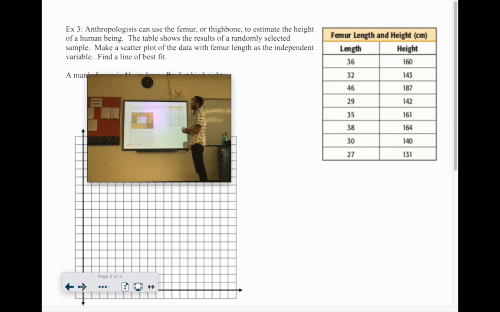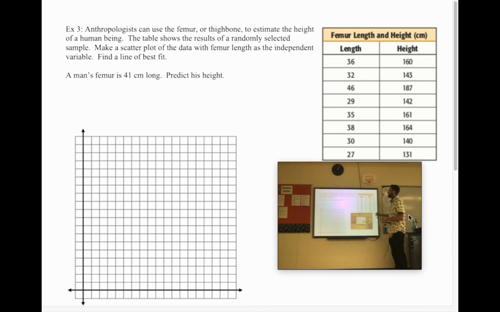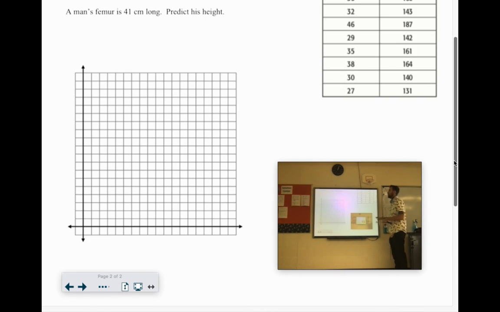Anthropologists can use the femur or thigh bone to estimate the height of a human being. The table shows us the results of a randomly selected sample. Make a scatter plot of the data with femur length as the independent variable. Find the line of best fit. So femur length, independent is always your x, right? And usually it's time, but in this case, it will be femur length.